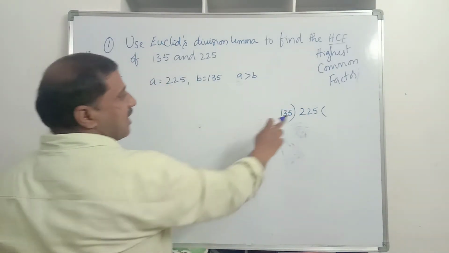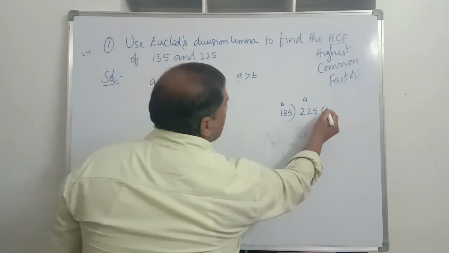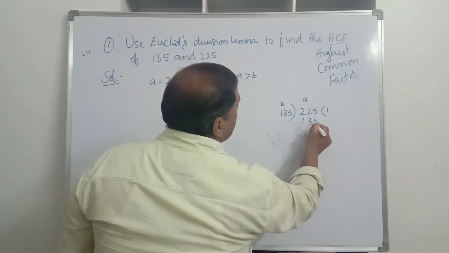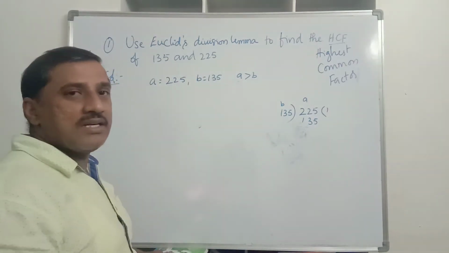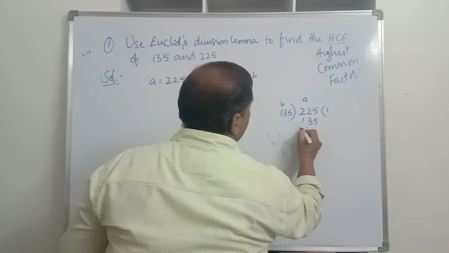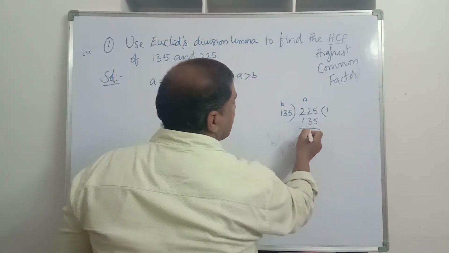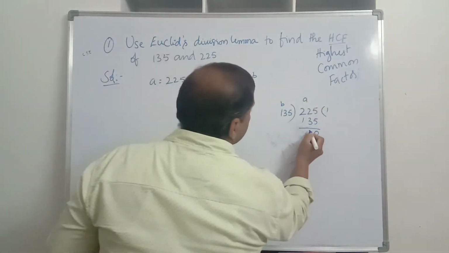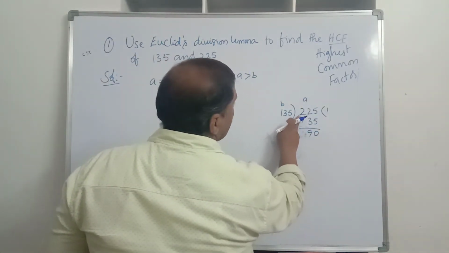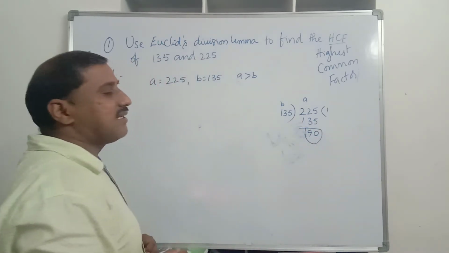So this step here, this is a and this is b. 135 ones are 135. 135 twos are 270, which is bigger than 225. Now subtract: 5 minus 5 is 0. 2 minus 3 is not possible, so go for borrowing, then it becomes 12. 12 minus 3 is 9, and here there is 1. 1 minus 1 is 0. So now we got the remainder, it is 90.